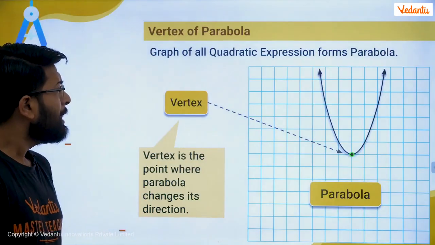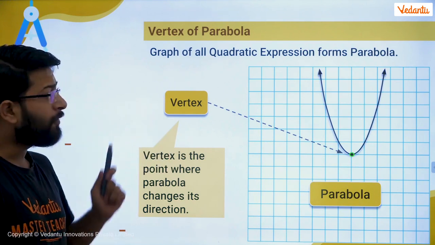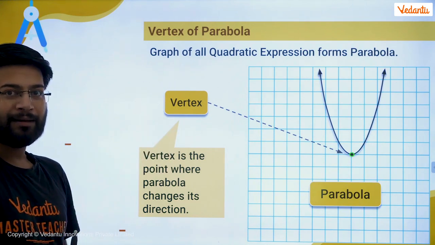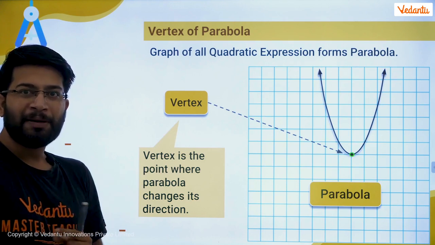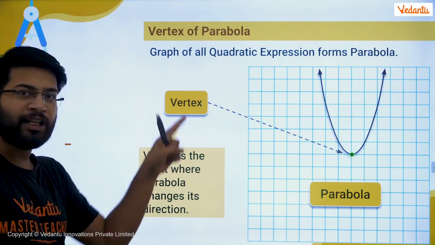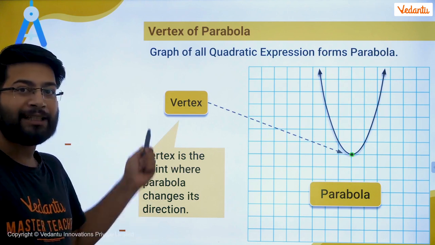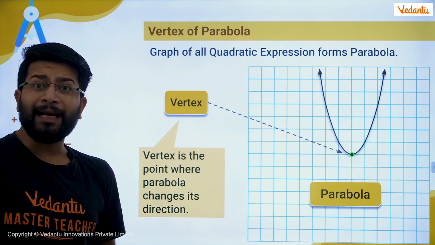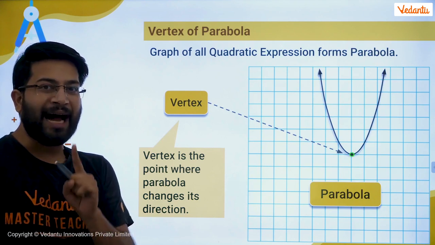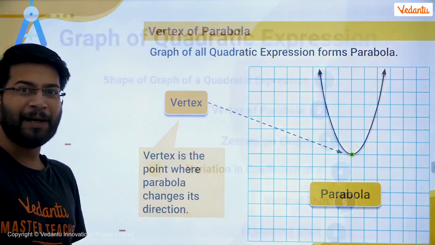Very good. Now champ, in this parabola, we can observe that there is one point about which the direction or the shape of my graph is changing. So champ, that point is known as the vertex of the parabola. Or we can say that about the vertex, the direction of the curve changes. I hope it is clear.